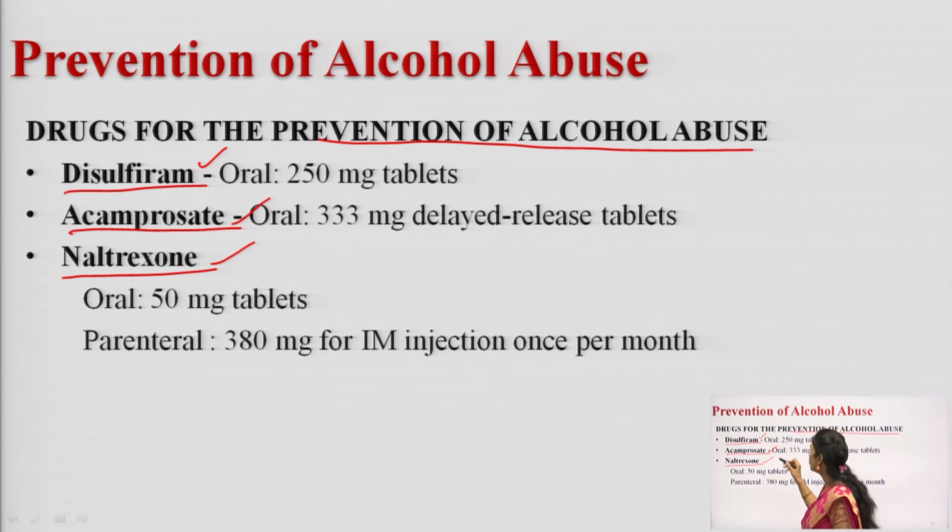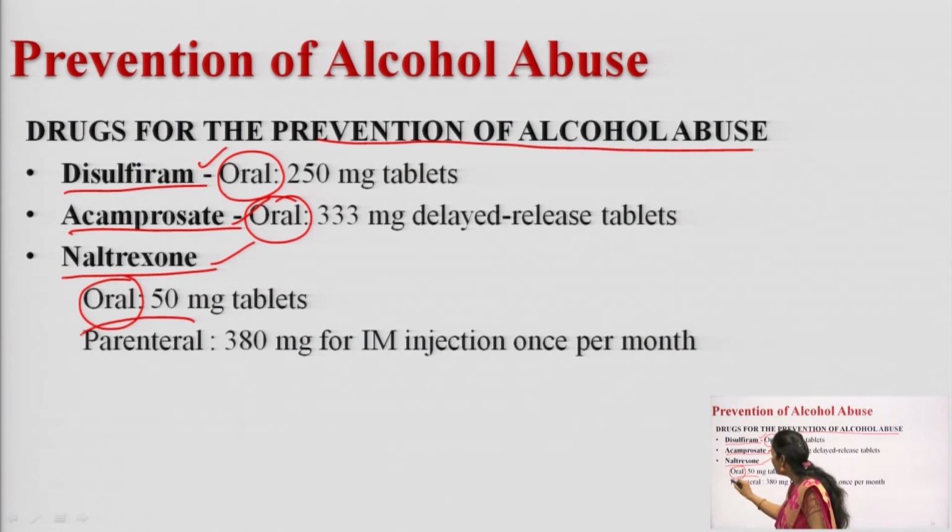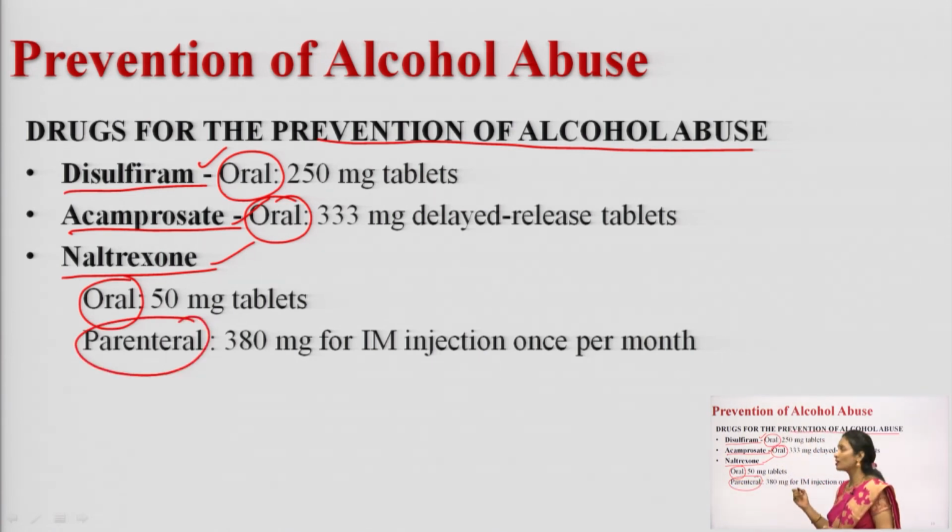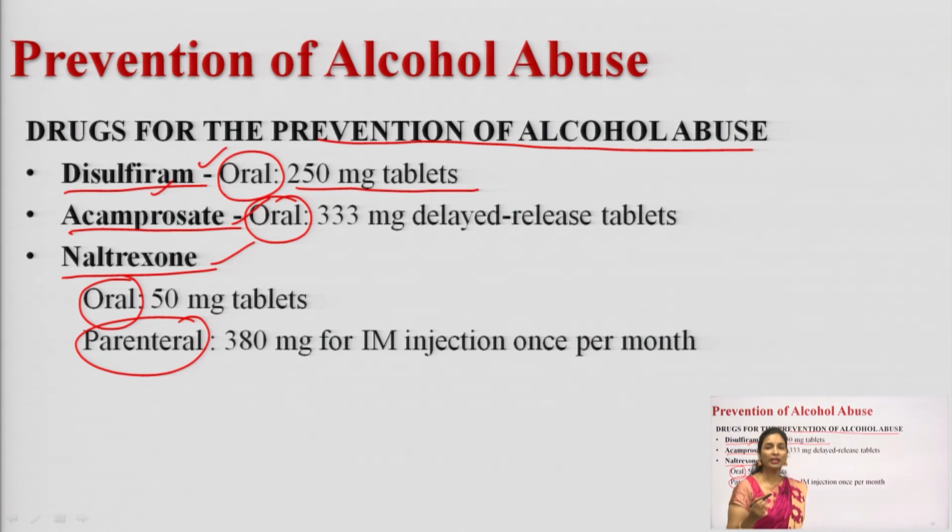In which dose can you give these? Disulfiram you can give by oral route, acamprosate also by oral route, and naltrexone can be given by both oral and parenteral routes. So, we will see the doses. Especially disulfiram, you can give as 250 mg tablets, by the oral route only.